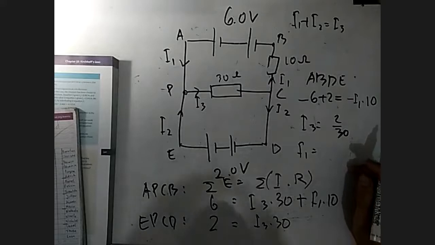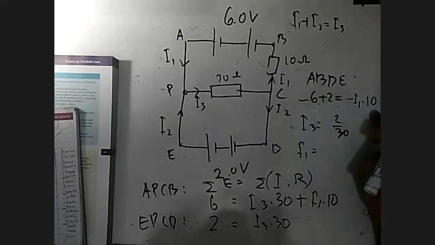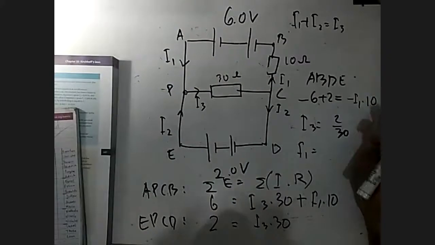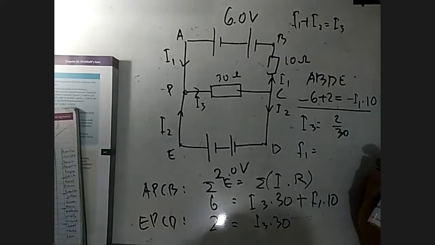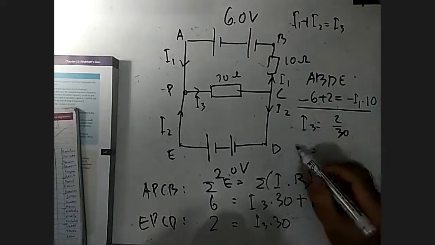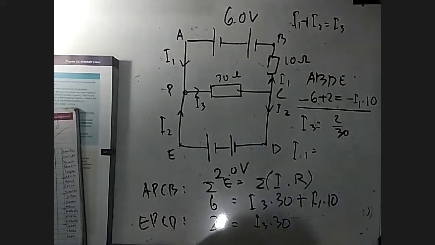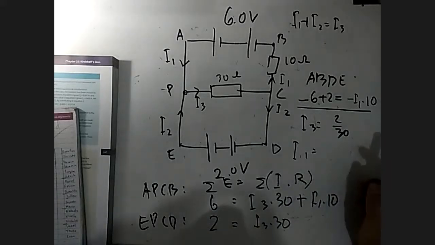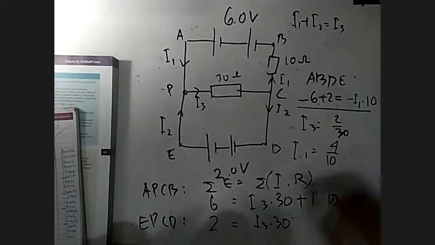Next is Derwin, right? Derwin or Devanya? Who's next? Derwin? Okay. Devanya, find me current number 1 by using this equation. I1 is 4 over 10. Good. Okay.